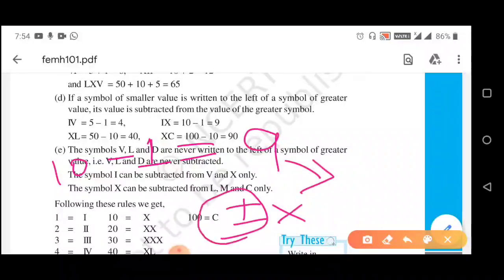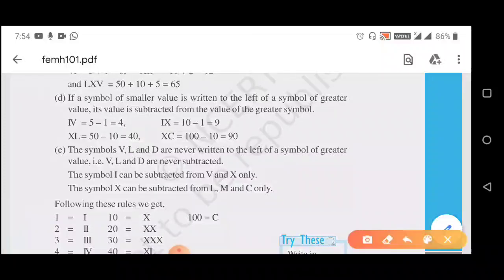So this I is subtracted from X because I is the symbol for the smaller value and I is on the left side of the symbol of the greater value, which is 10. In this way, we can also take one example. Suppose it is 4.